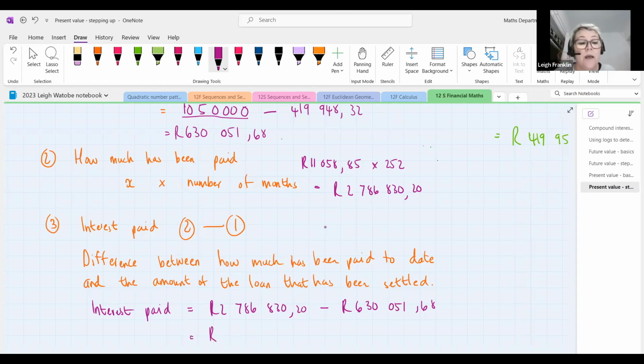This is what the bank has made off of Thabo. A whopping 2,156,778 rand and 52 cents. There we go, Kamogelo. Okay, so this is the idea, Kamogelo and everybody else.